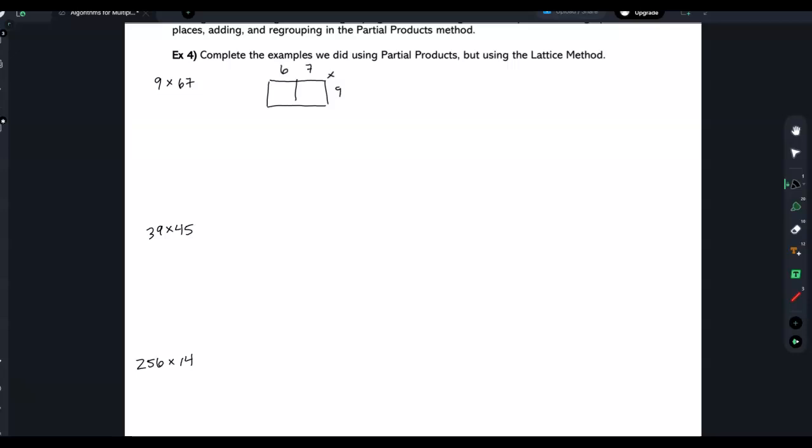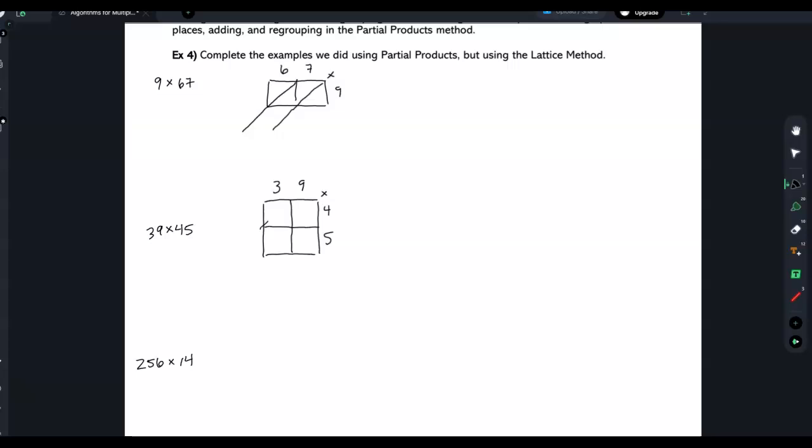So this one is a 2-digit number times a 2-digit number, which means it does not matter which one goes on top versus which one goes on the right-hand side. I am going to have a 2 by 2 though. So I'm just going to choose to put 39 at the top and 45 along the side, but that does not matter. Now we could go ahead in terms of our initial setup. We could probably go ahead and draw some diagonals here. And if you want to go ahead and extend them beyond the boxes, that's not a bad idea.